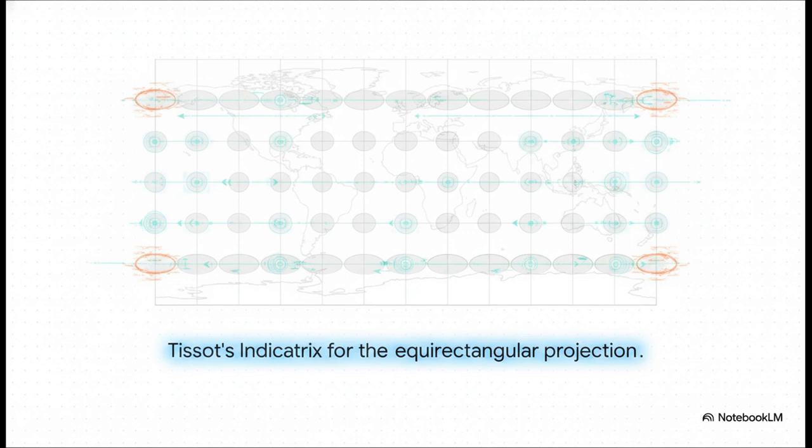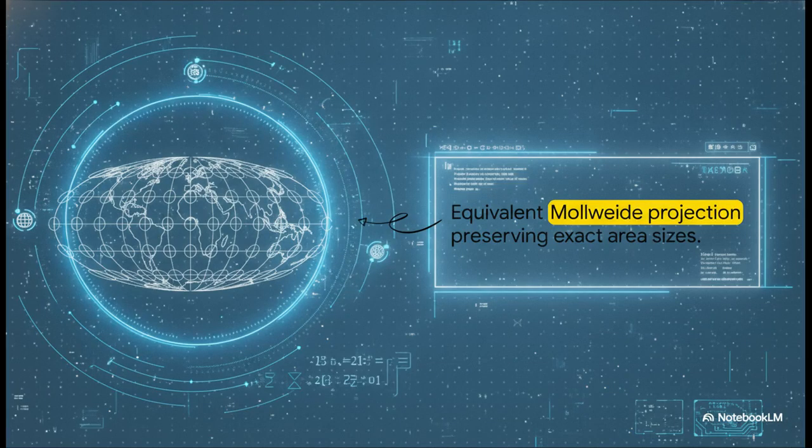But watch what happens as you move north or south toward the poles. The circles completely warp. They stretch out horizontally into these wide ellipses. This visually proves that landmasses near the poles on this map are going to look much wider than they actually are in reality. Now let's see how this works in an equivalent projection, like the Mollweide.